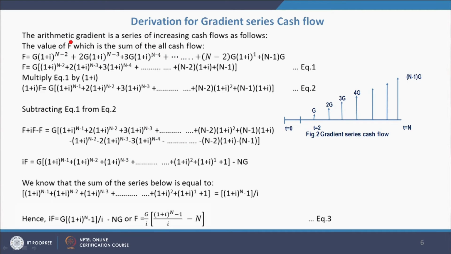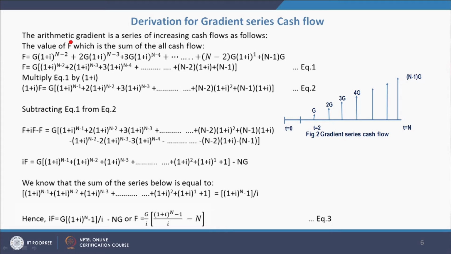Now, derivation for gradient series cash flow. Uniform cash flow derivations we have already seen, because they are basically annuities. So, in the section on annuity we have seen the derivation. Here we will derive the formula for gradient series cash flow. Now, the arithmetic gradient is a series of increasing cash flow as follows.